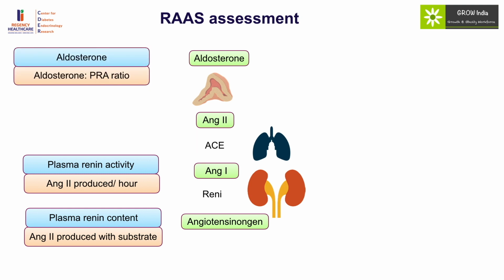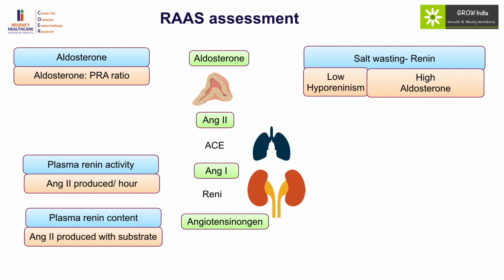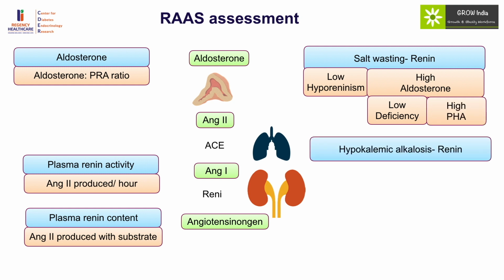One can also use aldosterone level and the aldosterone to renin ratio, which can be used in these situations. In the setting of salt wasting situation, low renin is indicative of hyporeninism, while high levels should prompt evaluation for aldosterone, which if low is suggestive of aldosterone deficiency, while high are indicative of pseudo-hypoaldosteronism.